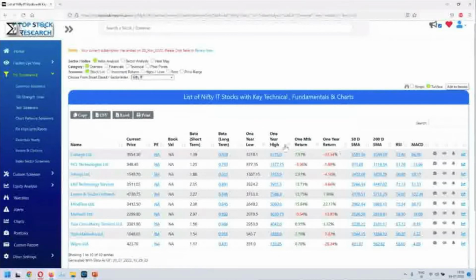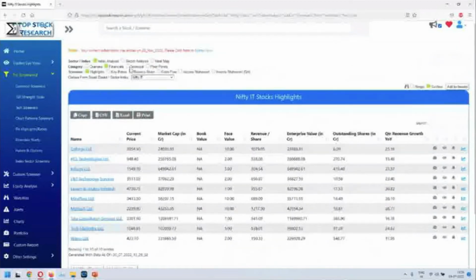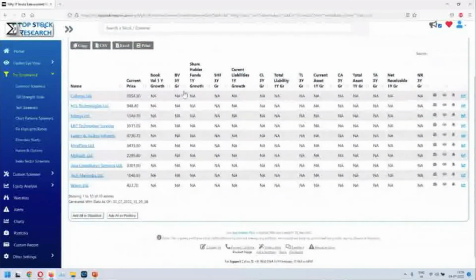1 year, 3 year returns. You can look at some of the other things like financials, key financials here. Then the key ratios are here. Balance sheet figures. Okay, some of them are not here.